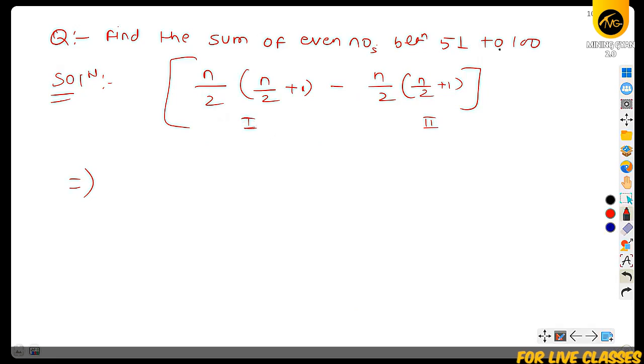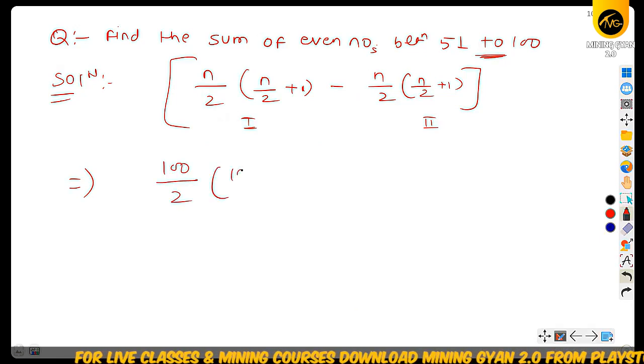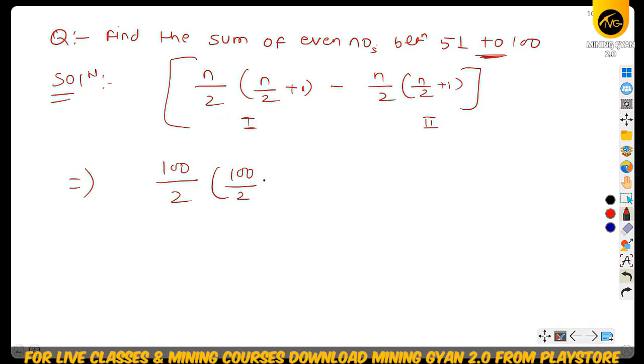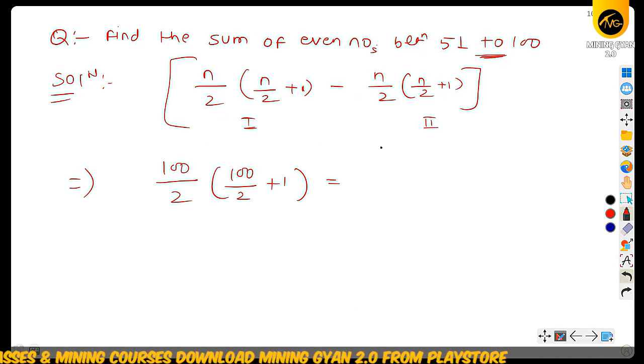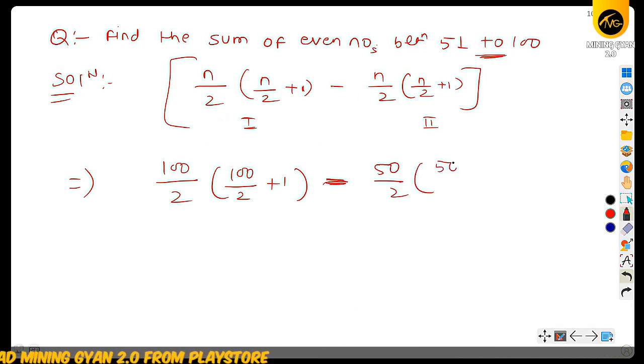The first portion means the given number series, that is 51 to 100. It means 100 is the highest number, n, divided by 2, into 100 divided by 2 plus 1. Now the second portion is the remaining, that is from 1 to 50. That means 50 is the highest number: 50 divided by 2, into 50 divided by 2 plus 1. Just solve the question, or you can just multiply these numbers and you will get the answer.